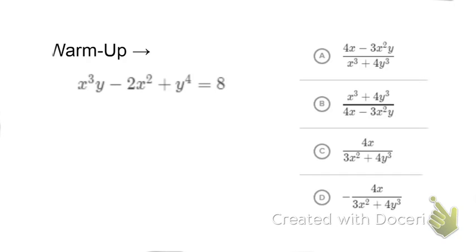So this is an example of implicit differentiation like we talked about. For that first one, it's x cubed times y, which means we have to use the product rule. If we use the product rule, we have to do the derivative of the first, which is x cubed, times the second, which is y.